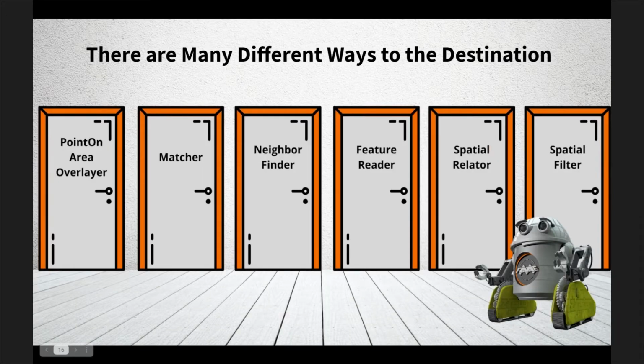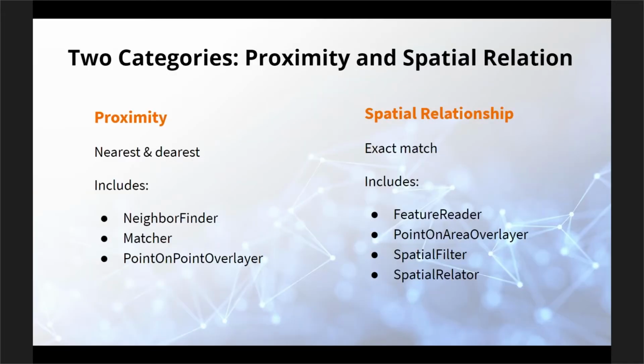Great. So FME comes with several transformers that can be used to tackle spatial joins. Let's take a look at some of these and dive a little deeper. So today we'll be focusing in on 2 categories of transformers that perform spatial joins in FME. The first being those that look at geographic proximity, or what we like to call the nearest and dearest approach. So these transformers include the NeighborFinder, the Matcher, and the PointOnPointOverlayer. With these transformers, you have the option to set and work with tolerance values as well.